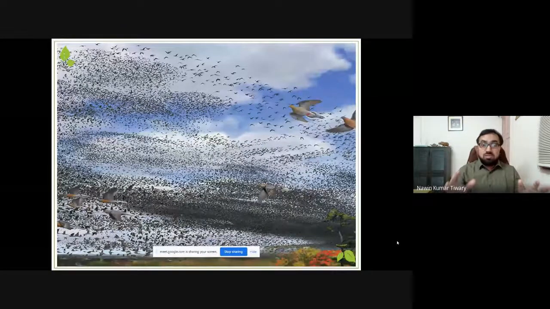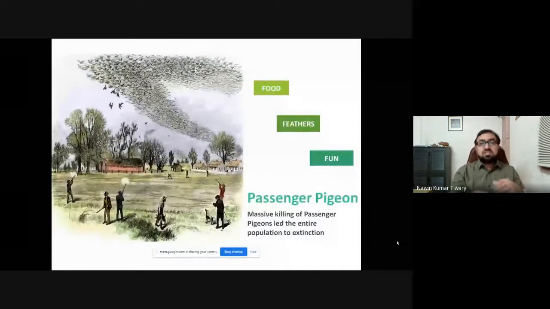So this was the abundance of this particular species in North America, not only the US but US and Canada both, at that point of time. Around billions of these passenger pigeons were there. Now in 1900, these North American passenger pigeons, which were one of the most numerous bird species on Earth, had completely disappeared from the wild. Now what happened? These passenger pigeons were very easy to kill.